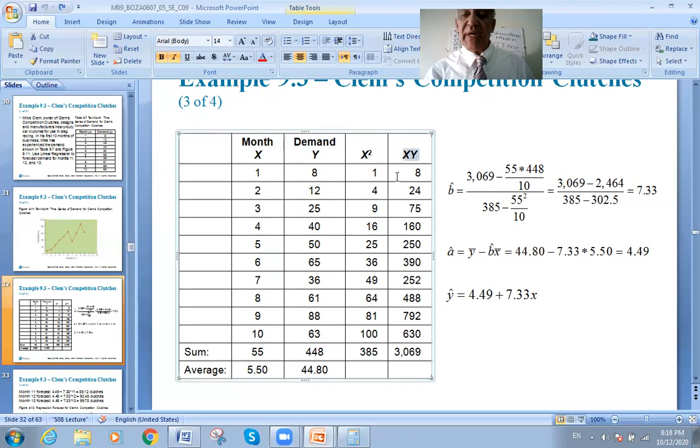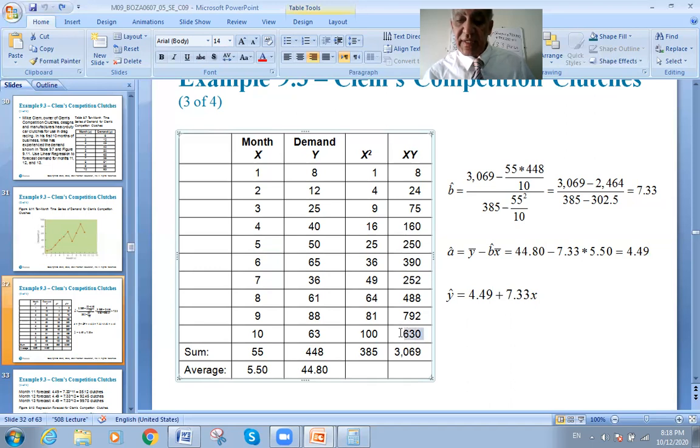How? 1 by 8 will give me 8. 2 by 12 will give me 24. 3 by 25 will give me 75. That's it. 4 by 40 will give me 160. 5 by 50 will give me 250. And go on the same way until you reach the last number and you finish it.